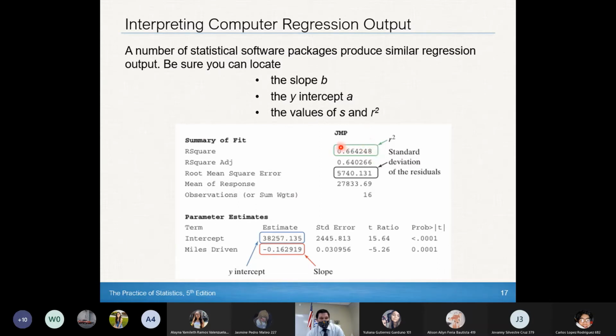In the other output, it was given as a percentage, and in this one it's given as a decimal, 0.664248. This root mean square error, that's our standard deviation of the residuals, s.